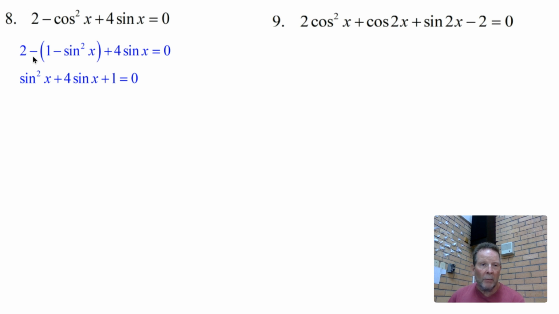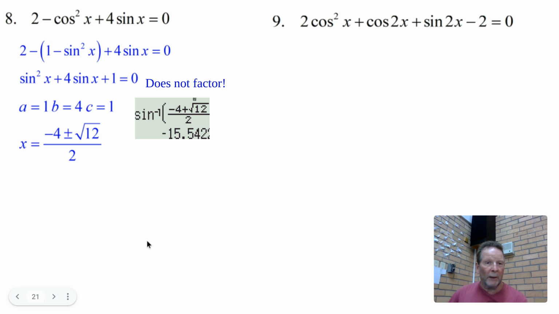If you can get it in terms of one thing, that's good. Well, 2 minus 1 is just 1. Minus sine squared is plus sine squared, and it's plus 4 sine x. Hey, this is promising, except it didn't factor. If you have a squared plus 4a plus 1, it doesn't factor. Well, if it doesn't factor, what can you do? Or if you don't know how to factor it, it's not working, just get the quadratic formula out. A is 1, B is 4, C is 1.